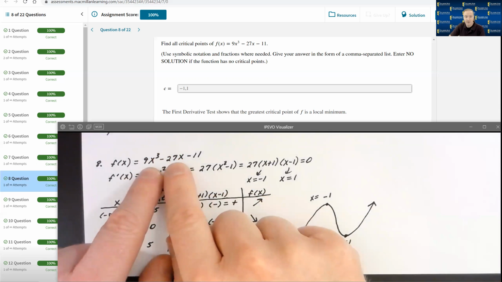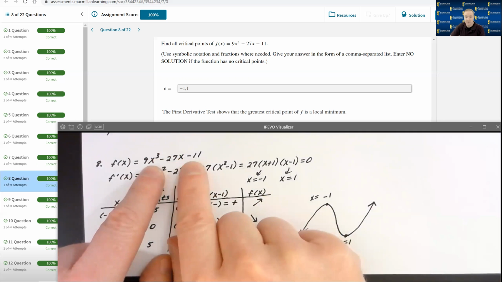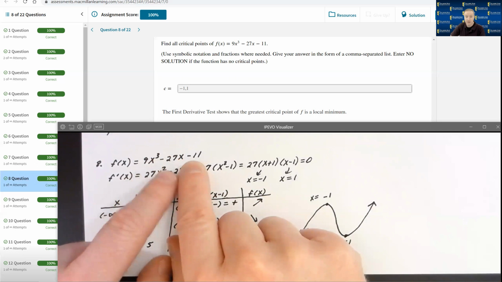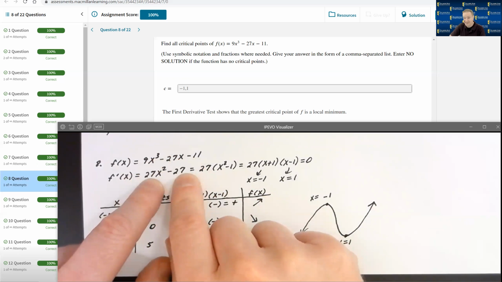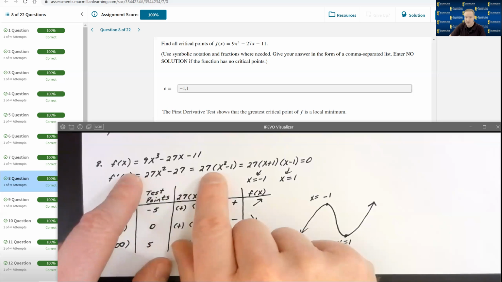So you'll see in this problem, they just asked me to find all of the critical points of 9x cubed minus 27x minus 11. So the critical points are going to be where the derivative is equal to 0. So I take my derivative. It's just simple power rule in this problem. And then once I do that, since I know I need to set it equal to 0, it's best to go ahead and factor. So I factored out a 27.